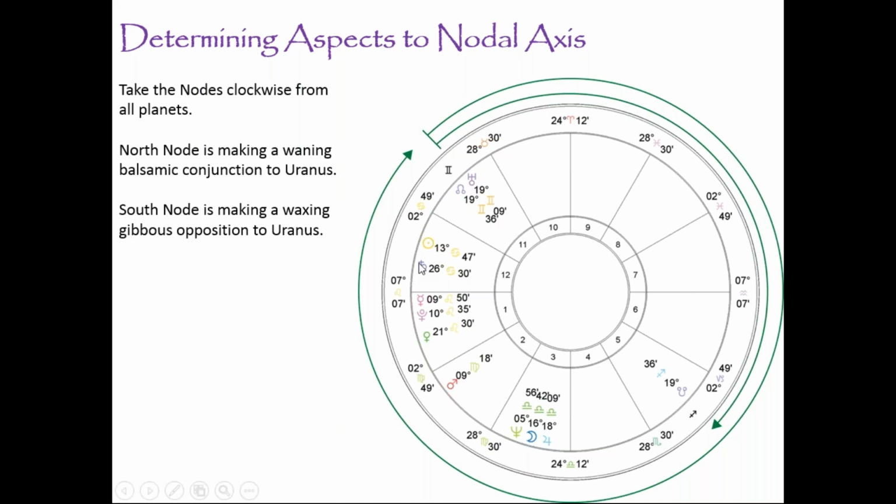Okay, if you start with Saturn, the north node is new phase. I'm not doing any math right now, I'm just glancing at it. It's new phase to Saturn. The north node is new phase, crescent phase from almost all these planets right here.